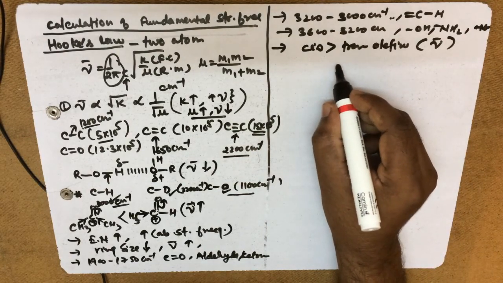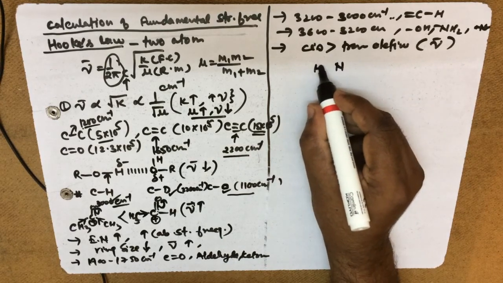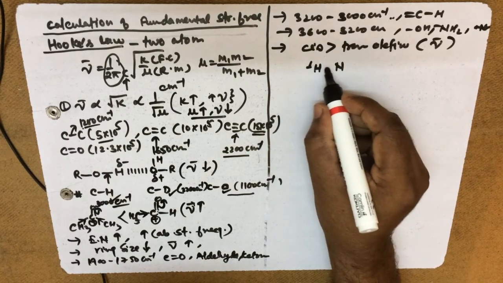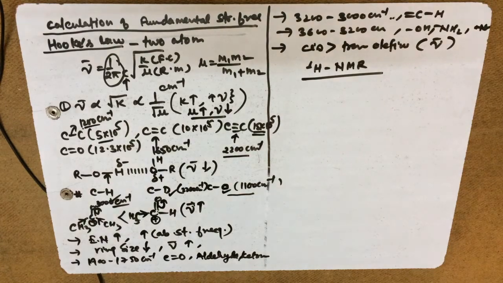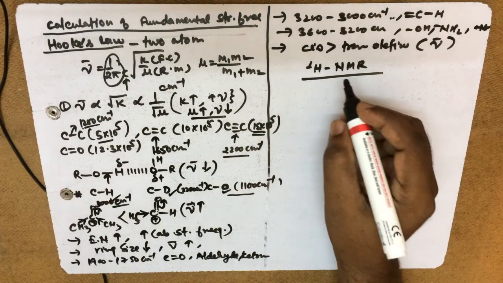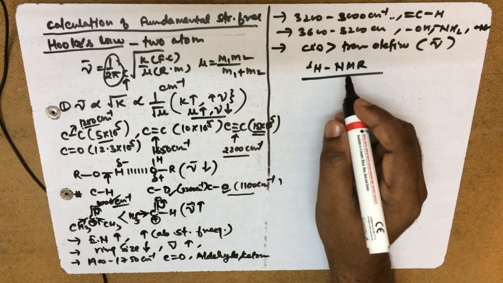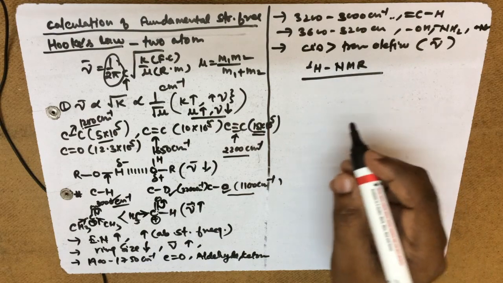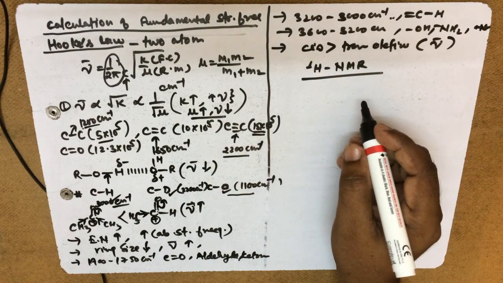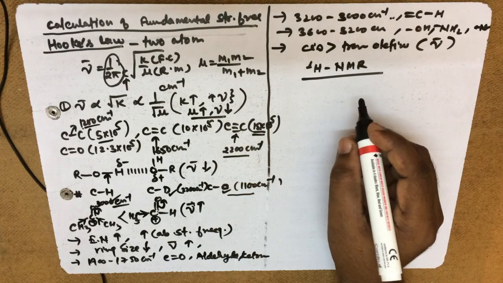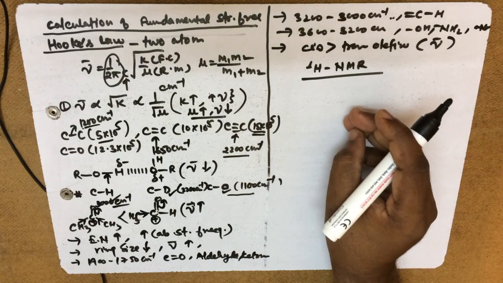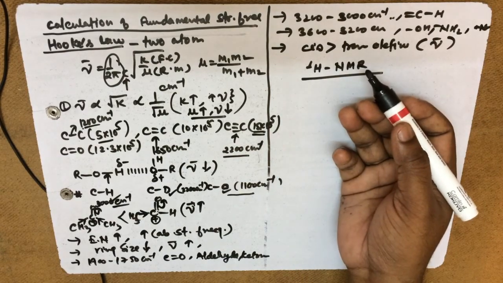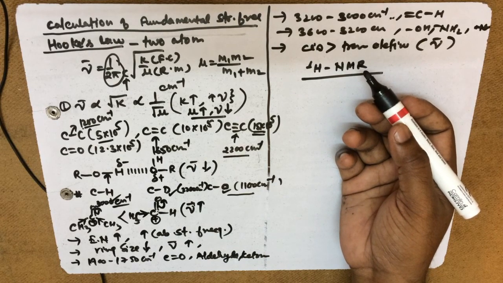So now I am going to discuss proton NMR. This is also very important. So basically proton NMR is based on nuclear magnetic resonance. This is basically nuclear magnetic resonance spectroscopy, and this is similar to UV visible and IR spectroscopy, okay.